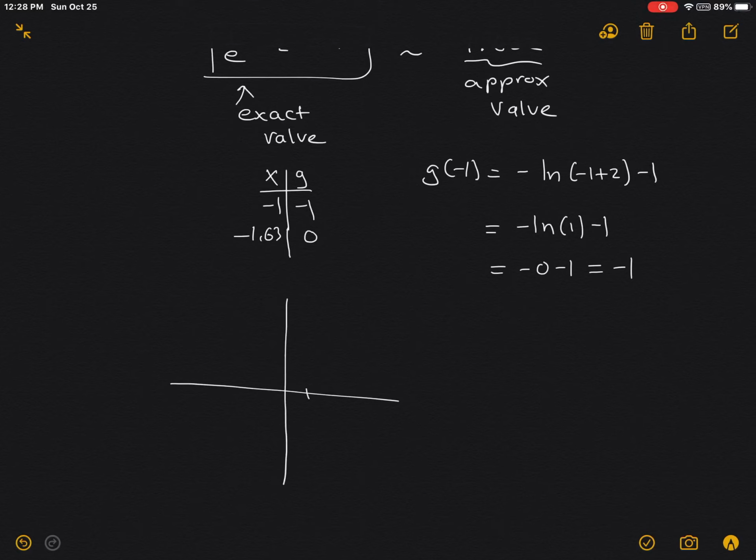Okay, so if you were to graph this, draw a few tick marks. We said our vertical asymptote was x is equal to -2. And we have 2 points. -1.63, maybe somewhere over here, comma 0, and -1, -1, somewhere over here. And the graph's going to look something like this. It's going to approach the vertical asymptote but never cross it.